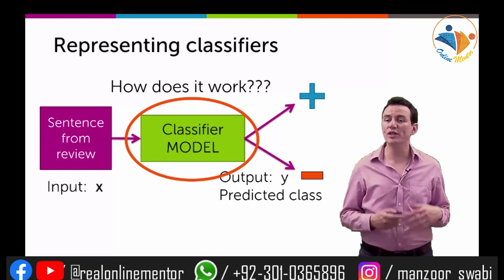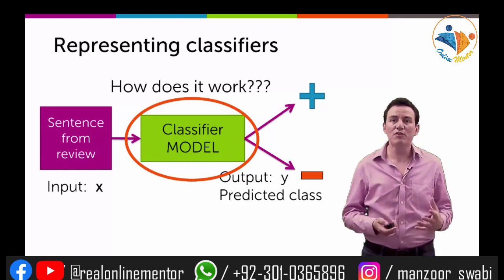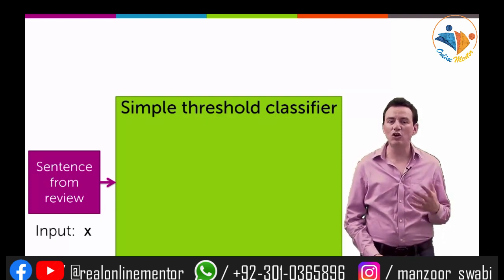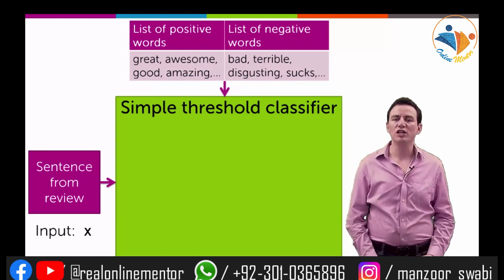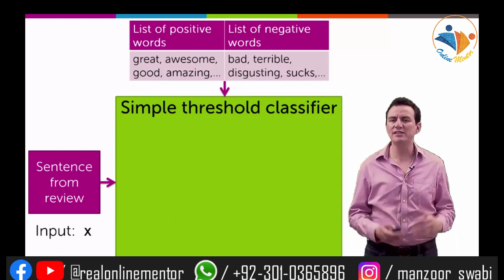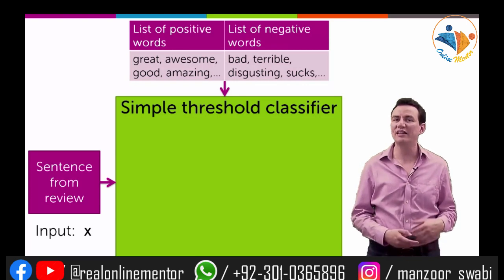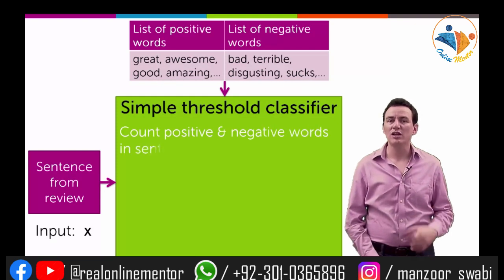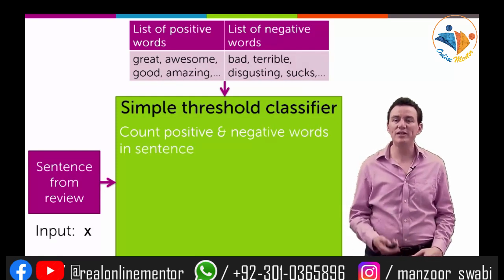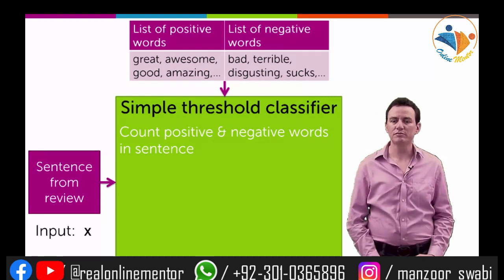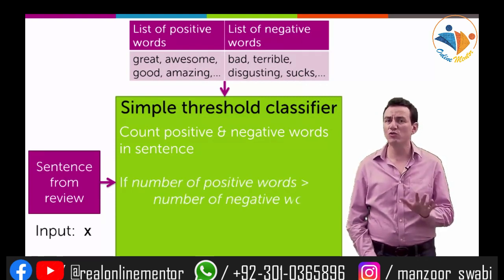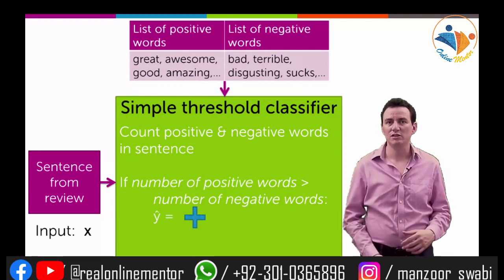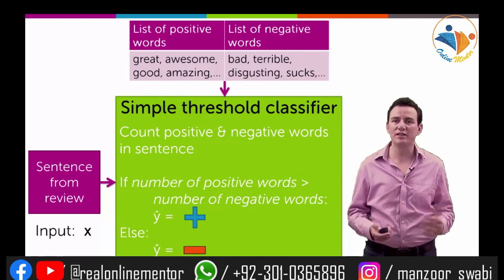In sentiment analysis, we can imagine a very simple kind of threshold classifier. Suppose that I take a sentence and somebody tells me, these are all the positive words: great, awesome, good, amazing, and so on. And here's a bunch of negative words: bad, terrible, disgusting, and so on. And so what I can do is take the sentence and count how many positive words there are in the sentence and how many negative words there are. Just count those. And then say, if the number of positive words is higher than the number of negative words, then we have a positive sentence.